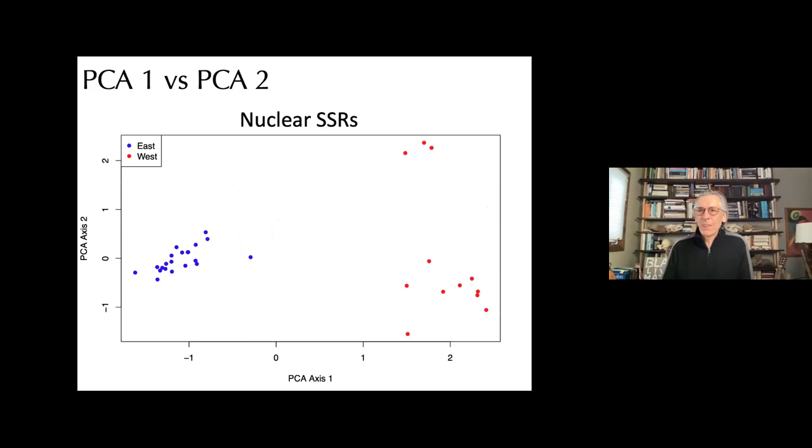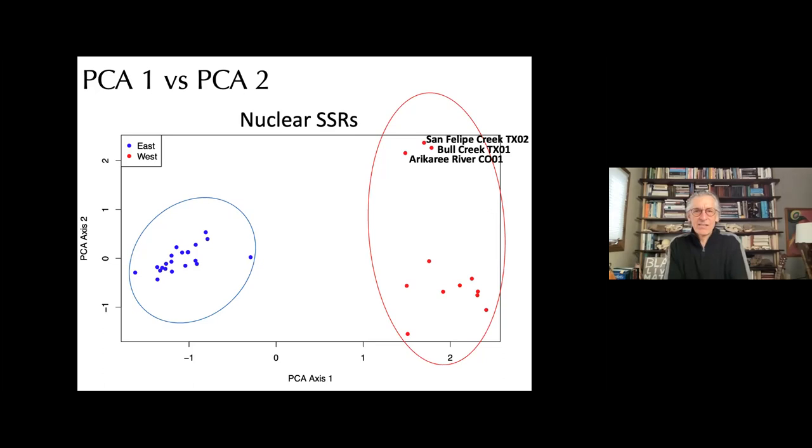If we do a PCA on this, the first axis on nuclear SSRs clearly differentiates the east and the west, and the second axis differentiates two of the Texas populations and Colorado from the others in the west.